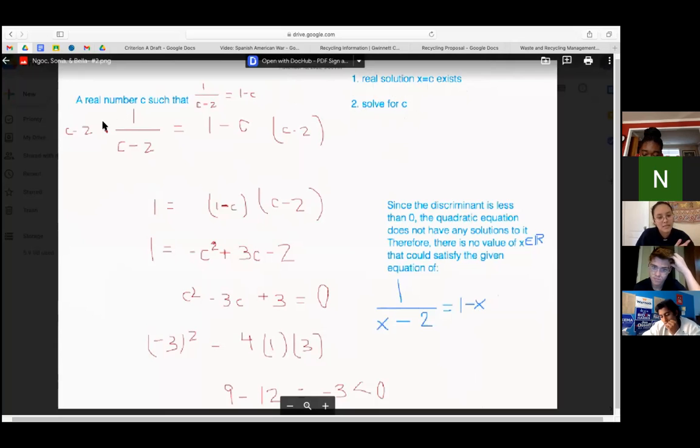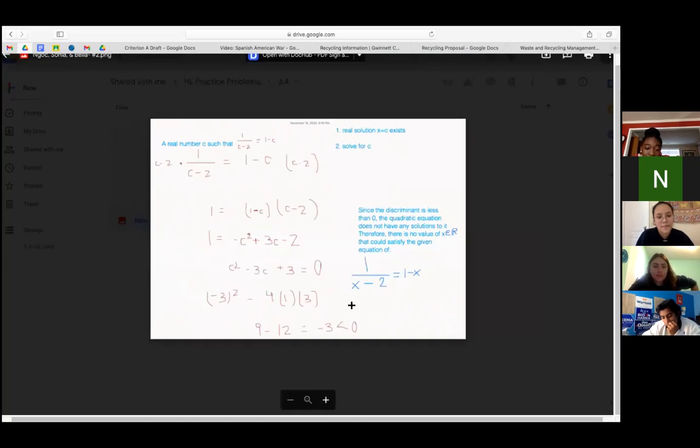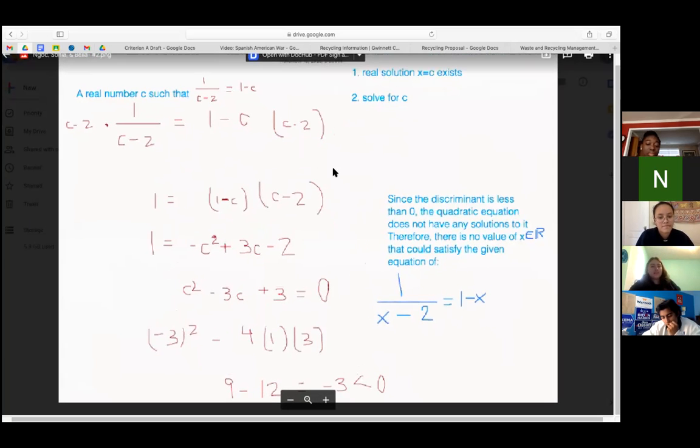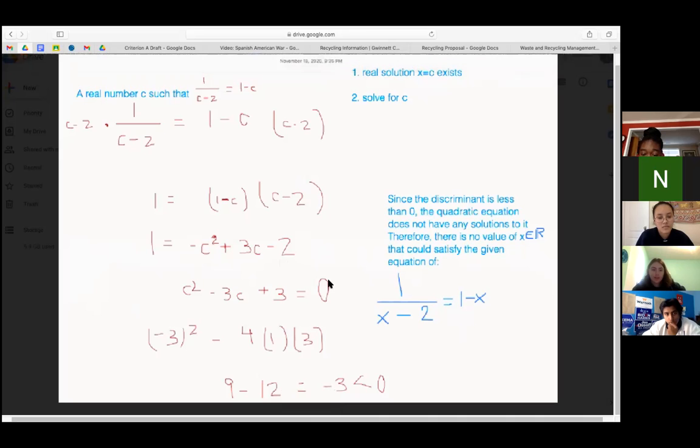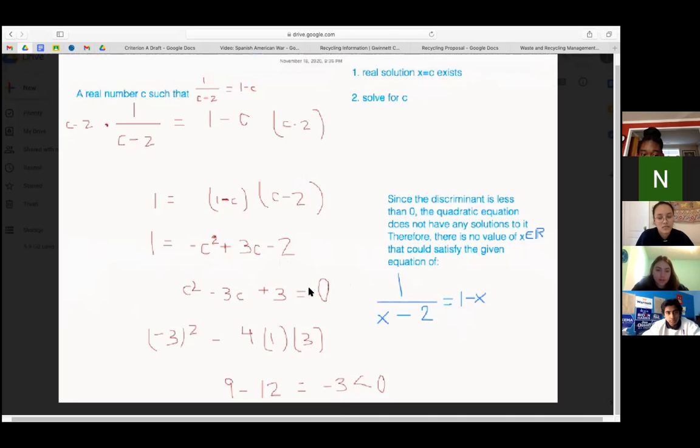we multiply by c minus 2. This part is just like algebra. You multiply the c minus 2, so then you do 1 minus c times c minus 2. So like Sonia said, that's just basic foiling. And then you should end up with the quadratic c squared minus 3c plus 3 equals 0. Sonia?